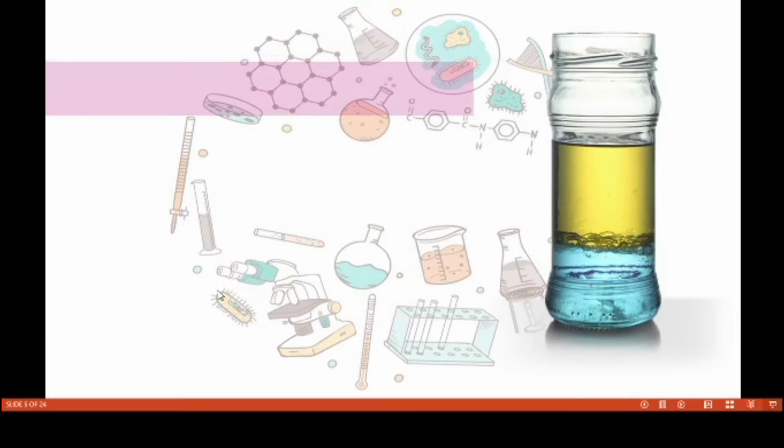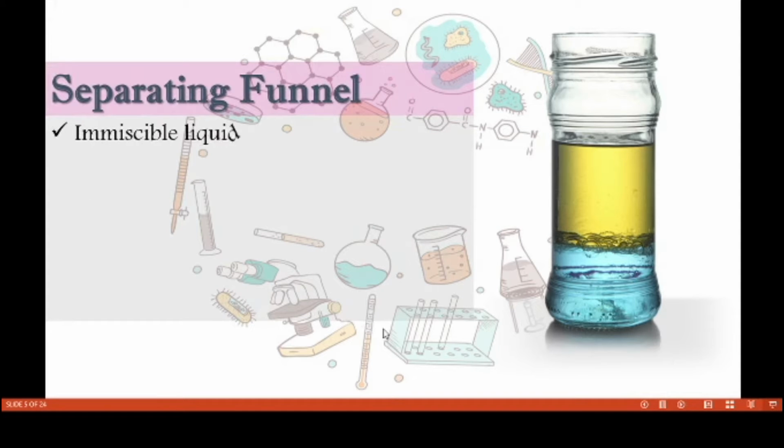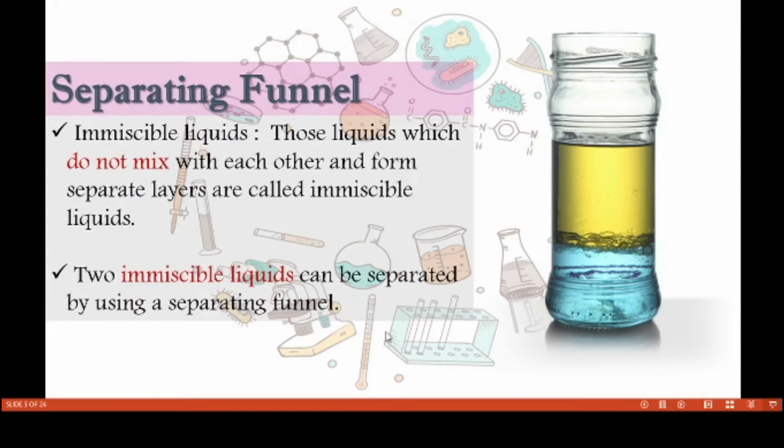Separating funnel. Before going to learn the separating funnel, we want to learn about immiscible liquids and miscible liquids. What are miscible liquids? Those liquids which mix together in all proportions and form a single layer are called miscible liquids. And those liquids which do not mix with each other and form separate layers are called immiscible liquids. So, two immiscible liquids can be separated by using a separating funnel.